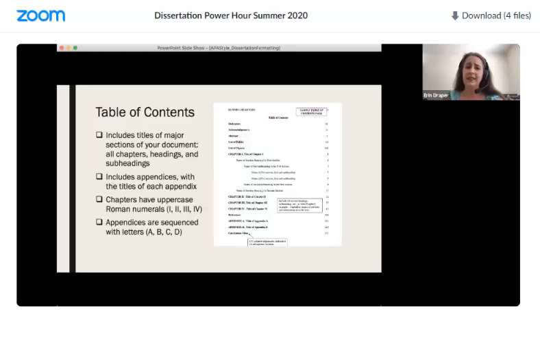As long as it includes all of the major sections of your document, the titles and the page numbers of them, and you make it clear in some way whether a section that appears in there is the title of a chapter or is a subheading, so that if somebody is looking through your table of contents, they can figure out what they're looking for and how to get to it.